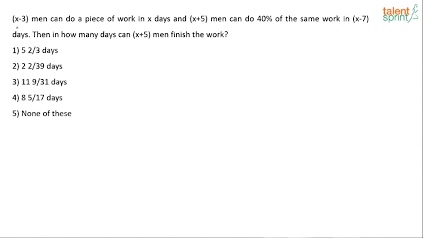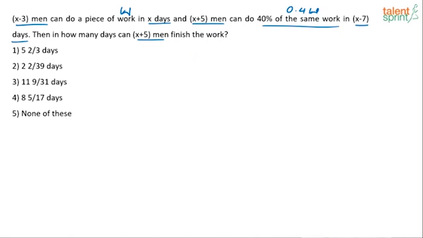Here we go. Look at the question. x minus 3 men can do a piece of work in x days, and x plus 5 men can do 40% of the same work. So if they're doing W here, these guys are doing only 40% of that work, which is 0.4 W, right? So x plus 5 men can do 40% of the same work, 0.4 W, in x minus 7 days. Then in how many days can x plus 5 men finish the work? It's all very simple, right?